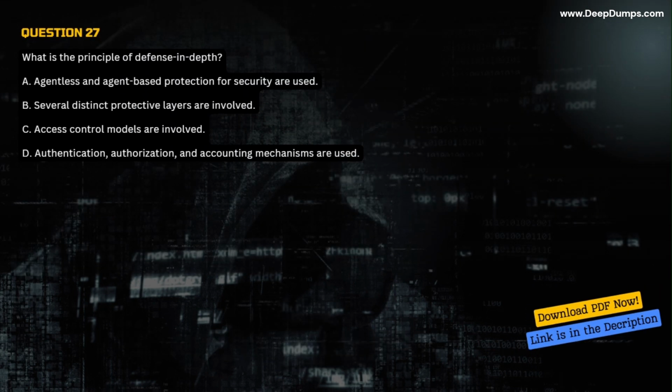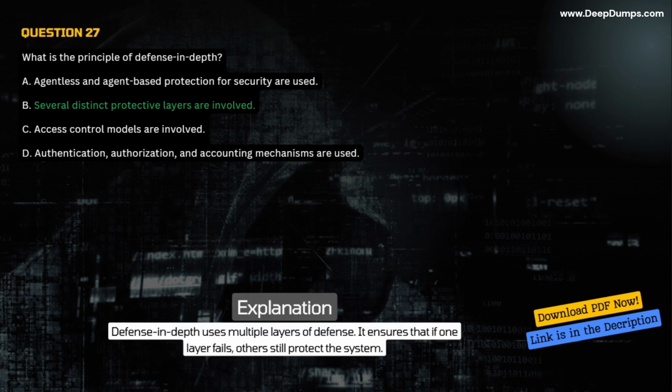Question 27. What is the principle of defense in depth? A. Agentless and agent-based protection for security are used. B. Several distinct protective layers are involved. C. Access control models are involved. D. Authentication, authorization, and accounting mechanisms are used. Correct answer B. Several distinct protective layers are involved. Explanation. Defense in depth uses multiple layers of defense. It ensures that if one layer fails, others still protect the system.